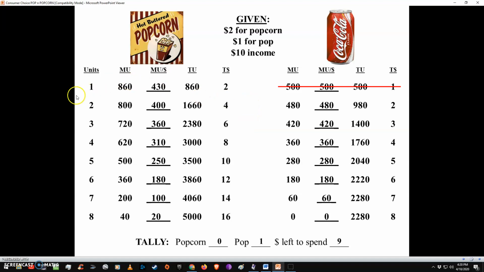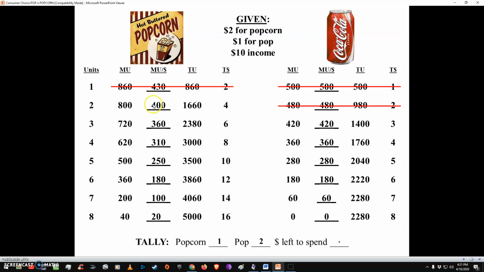We buy the first popcorn. We buy the second pop. Well, 480 is bigger than 430, so yeah, we buy that. Now look, $8. So now we're comparing the third pop and the first popcorn, so we buy the first popcorn because 430 is bigger than 420.